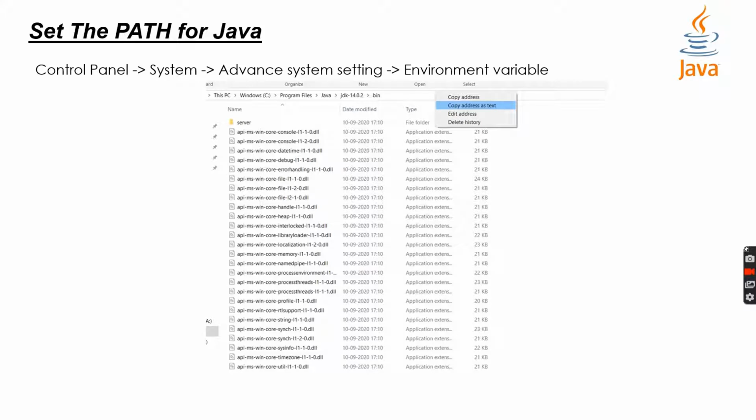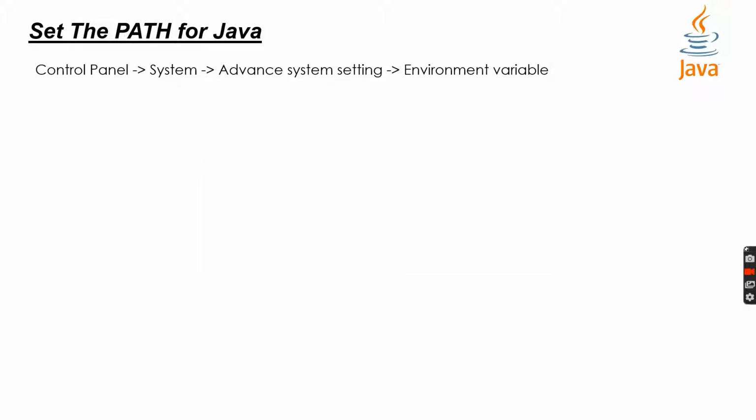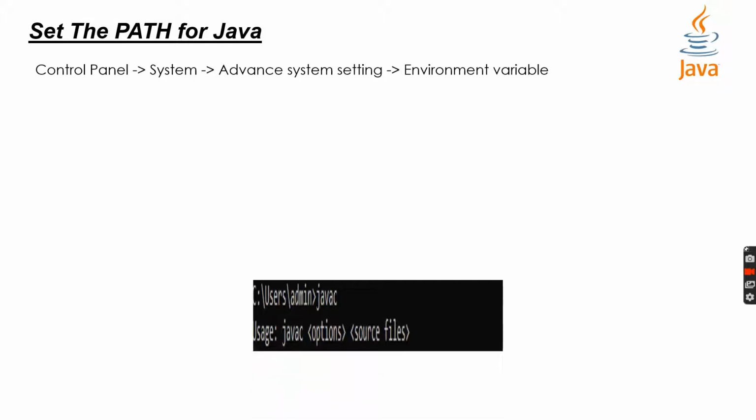Then copy the address where you downloaded your Java software development kit. Copy the address as text. For the variable name, give Path, and for the variable value, give the path that you copied. Paste it here, press OK and apply. So this is how you can set the path of Java on your computer. If you want to check, open the command prompt, type javac, and you will get the output that Java is successfully installed.